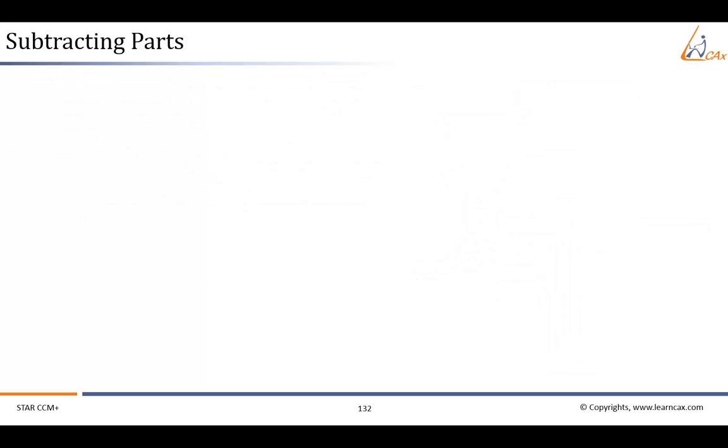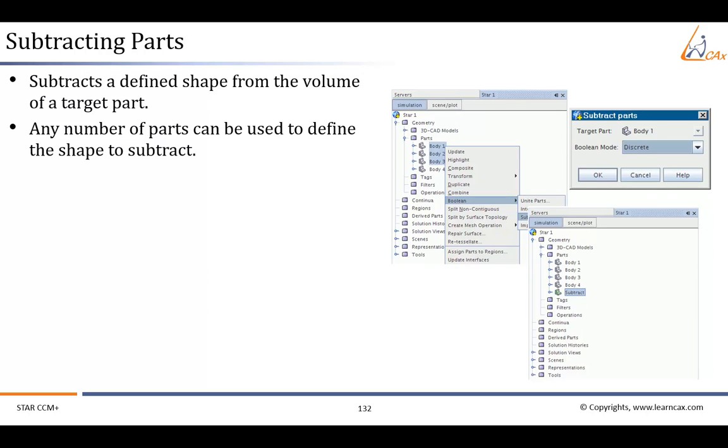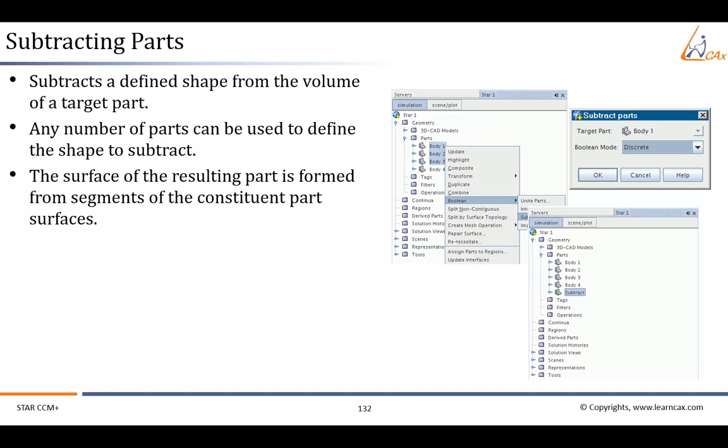Next, we have the subtract parts operation. This Boolean operation subtracts a defined shape from the volume of a target part. Any number of parts can be used to define the shape to subtract. The surface of the resulting part is formed from segments of the constituent part surfaces. A subtract operation can be performed on a combination of leaf-level and or composite parts, or on a single composite part that contains at least two other parts.